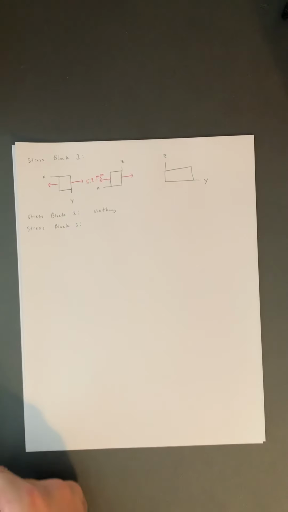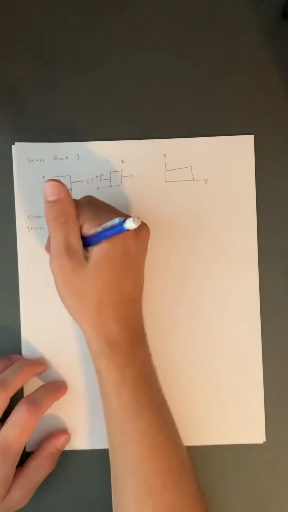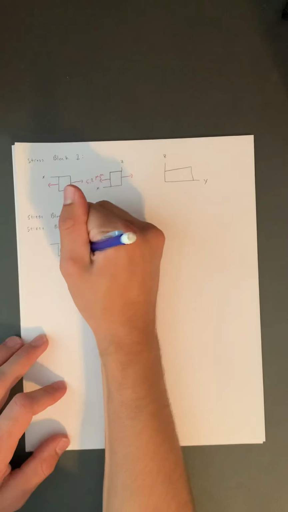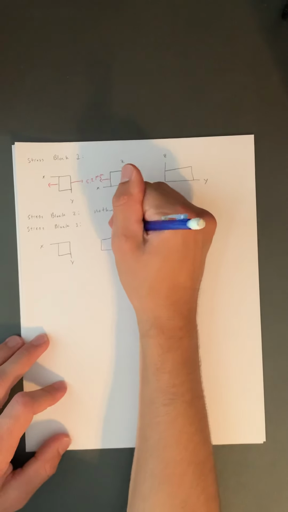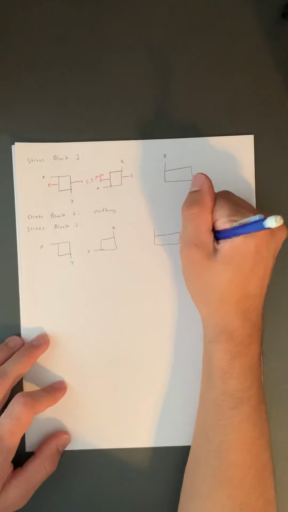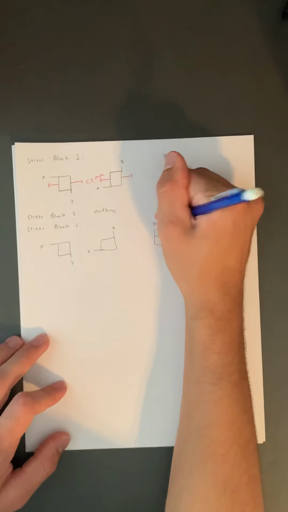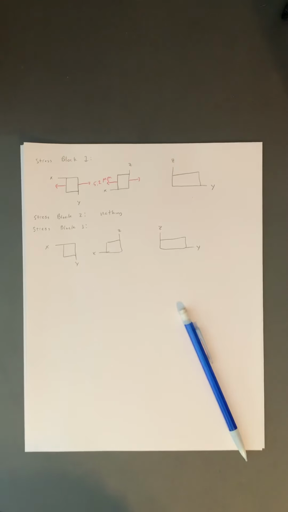And for our stress block 3, we're drawing the same stress blocks again. Y down, X here, Z up, X left, Y right, Z here.